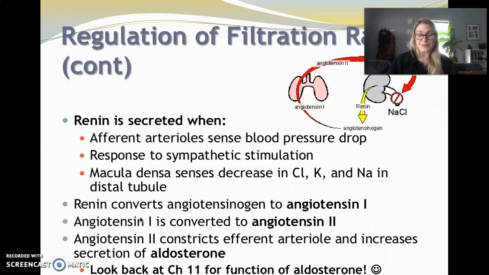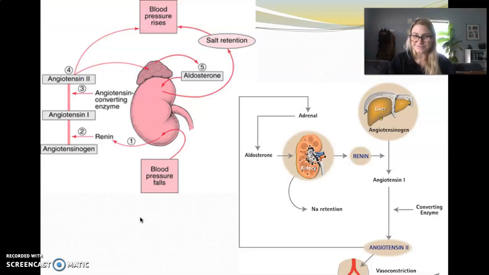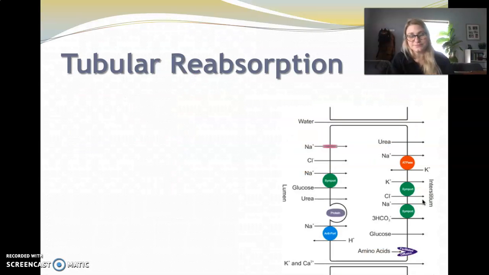Feel free to go back and watch it as many times as you need. So, here's the whole thing in a nice little visual for you. Renin is going to be secreted when your blood pressure drops. Its function is to increase your blood pressure using aldosterone. I love, love, love this picture. Feel free to use it as many times as you need.